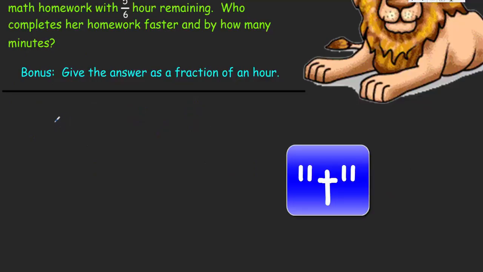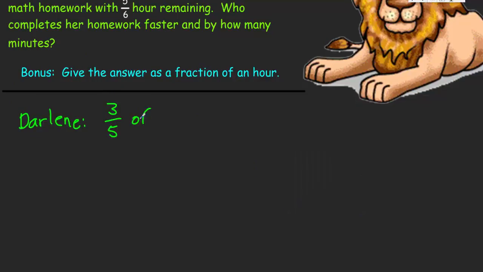So look, I'm going to write my notes down. So Darlene, it says that she can complete her homework in 3/5 of an hour. Well, that's 3/5 of 60, which means times 60, because that's of the hour. So it's 3 times 60 over 5.